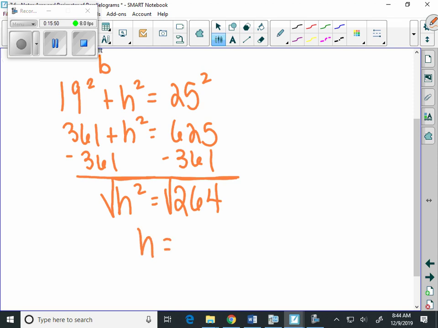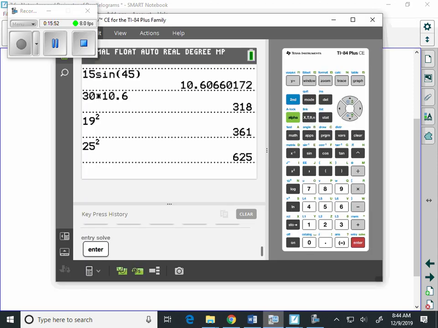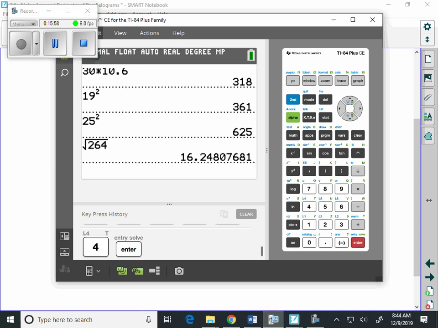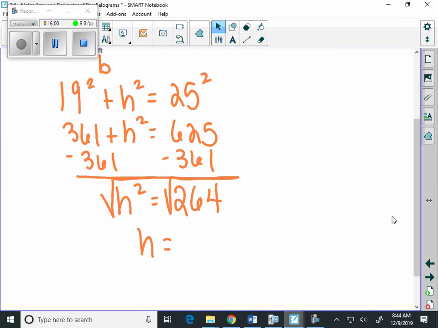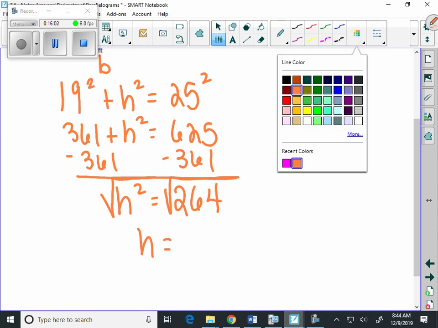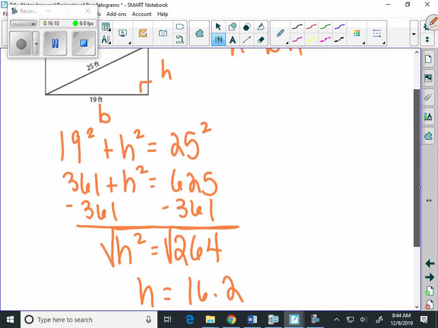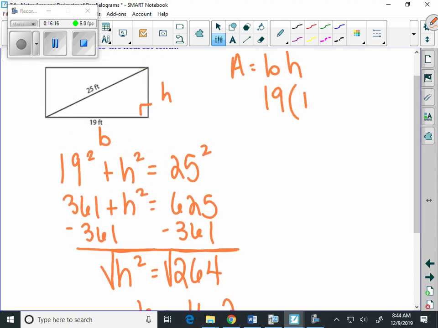And this is going to give us our height of our rectangle. Square root of 264 gives us 16.2. And now we have everything that we need. We have the base. This is the height. So when we fill this back in, we're going to take 19 and we're going to multiply it by 16.2.